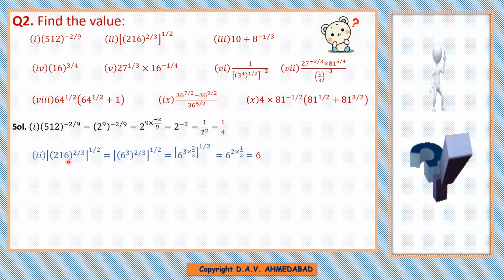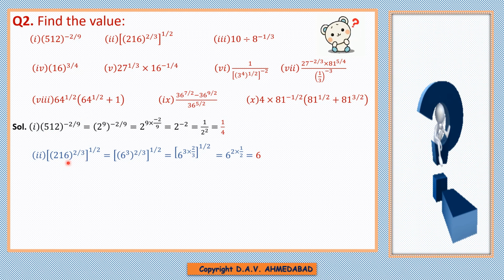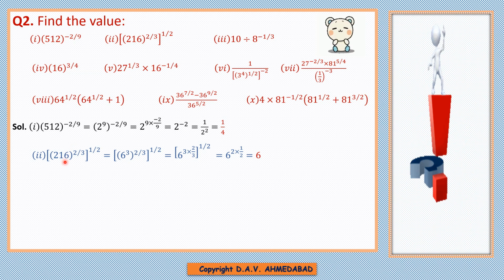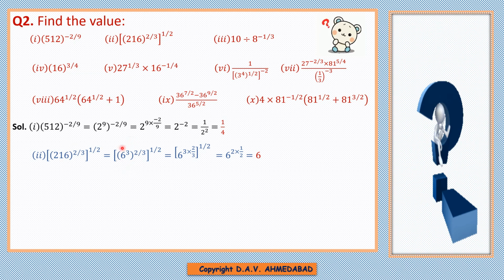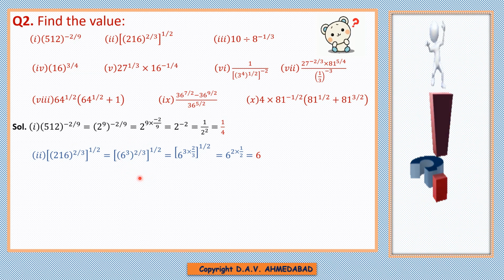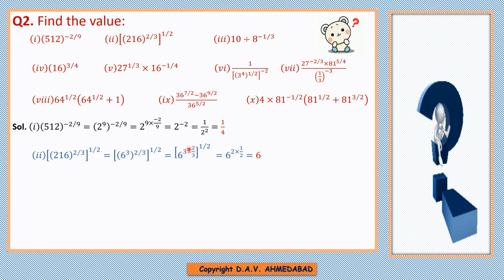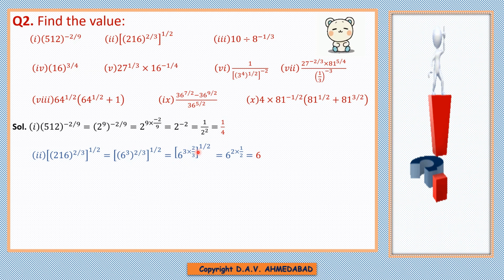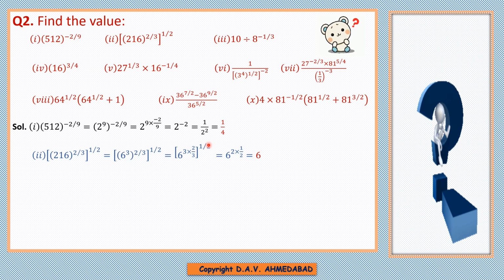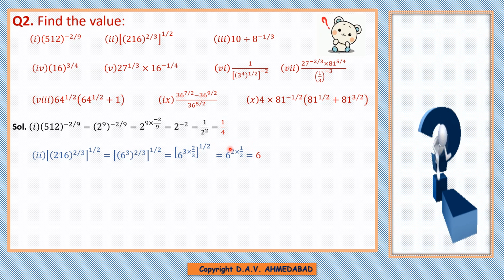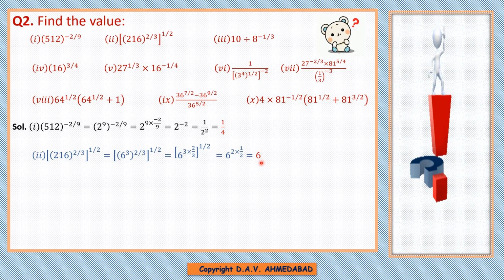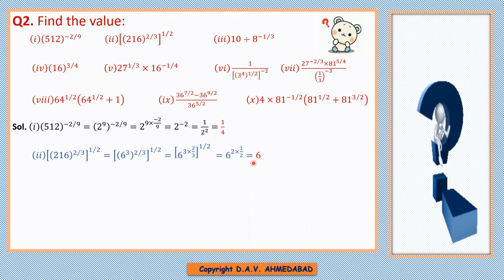Right? So here we need 3. So 6 cube is 216. So we'll write it as 6 cube raised to the power 2 by 3 and whole raised to the power 1 by 2. Now 3 cancel, right? So we will have 6 square raised to the power 1 by 2. Again 2 cancel. So we will have 6 only. So final answer is 6.